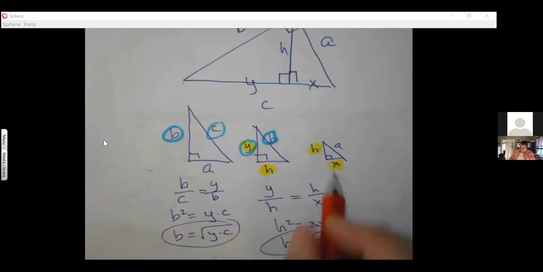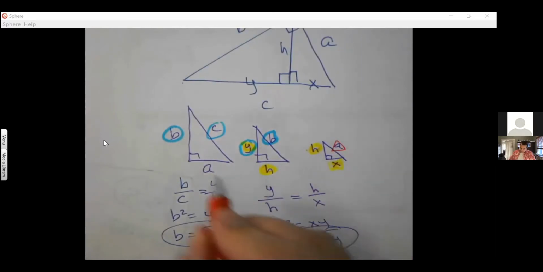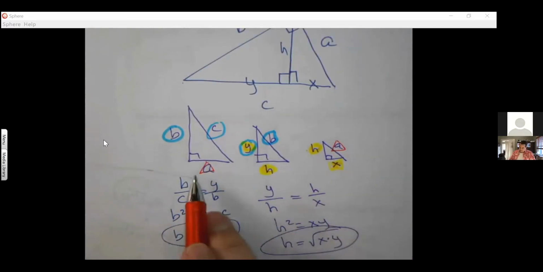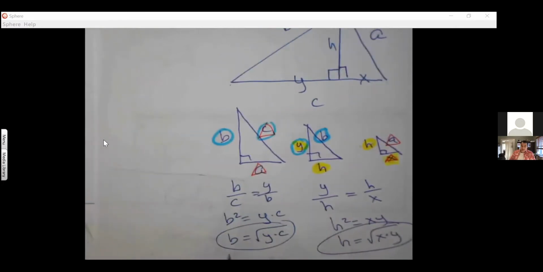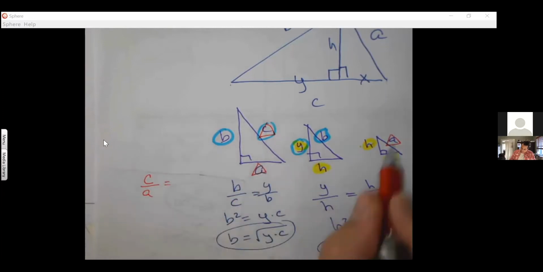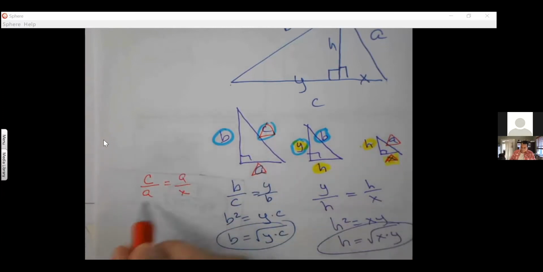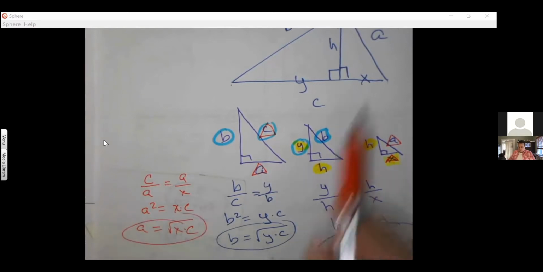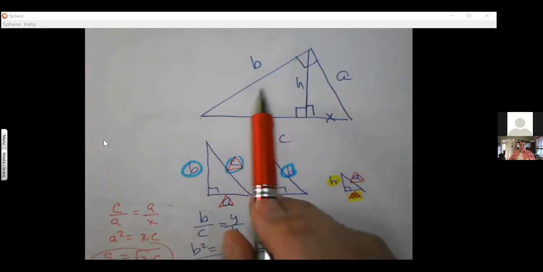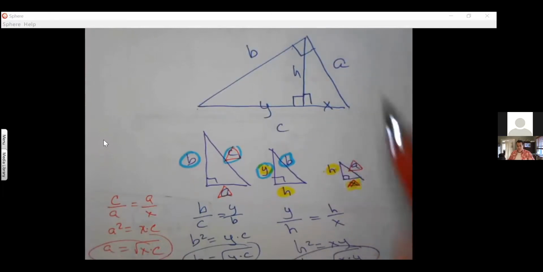Lastly, let's do A. So let's take A and A. Now we're dealing with these 2 triangles. A is the hypotenuse, so I'm going to need C. A is the bottom one, so I'm going to need X. So here I can say C is to A as A is to X. Cross multiply, A squared equals X times C. A equals the square root of X times C. So all three of these sides can be found as the geometric mean of different sides.